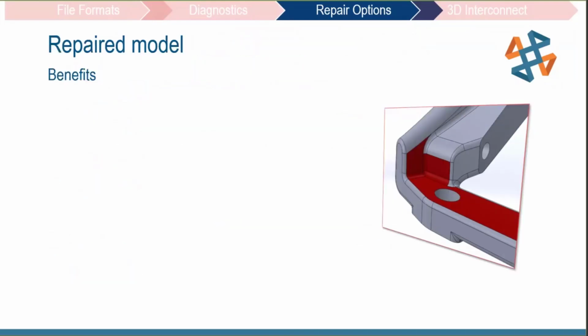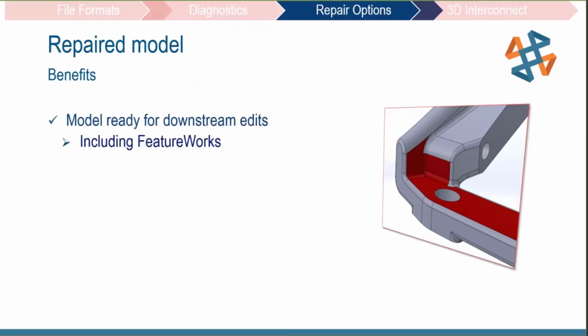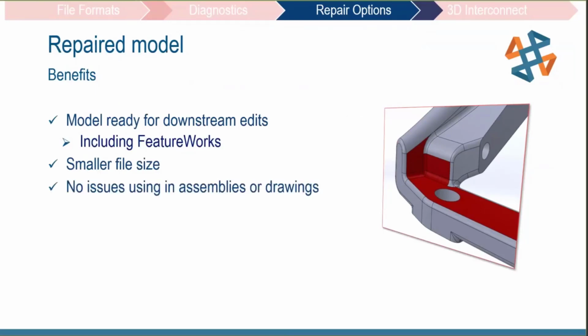So the benefits of our repaired model, this goes back to what I was saying as far as do we really need to do this? It's ready for downstream edits. You can even use FeatureWorks to help recognize geometry. Or, like I said, create mold tooling, right, or analysis, or the tool paths. You want your valid geometry for those steps. It'll also be a smaller file size, and then no issues using it downstream. Right? The geometry is going to be more likely to be dimensionable, create mates to it.